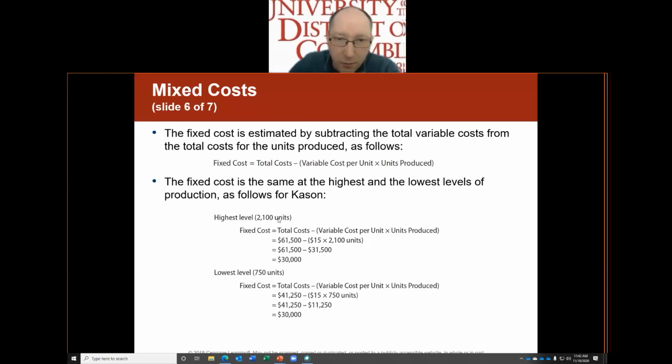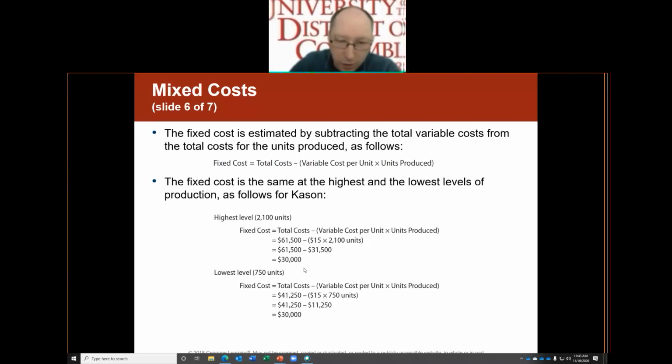We already identified what the variable cost per unit is. It's $15. So first we take our total cost. Our total cost is $61,500 minus, first you do this part, right? You take your variable cost per unit times 2,100 units to get 31,500. So you take your total cost of 61,500 minus 31,500 to get a total fixed cost at the high level of $30,000. Now let's do it for the low level.